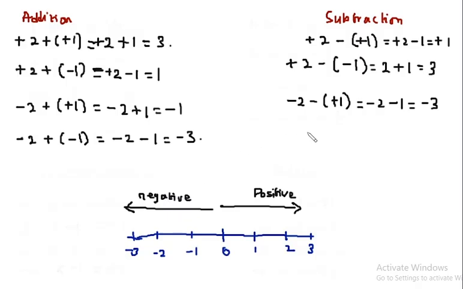Here we have -2 minus open brackets -1. So -2, minus times minus is plus. So this is plus 1. -2 plus 1 is -1.